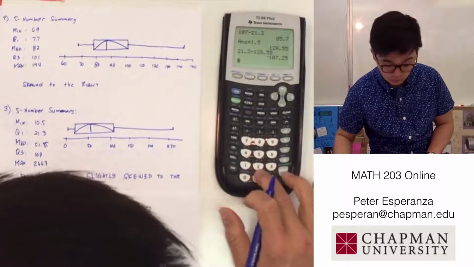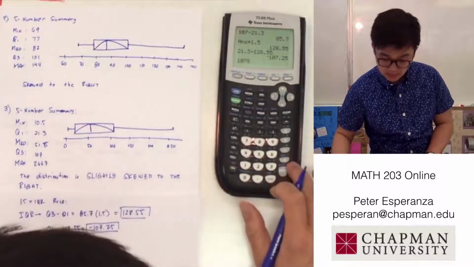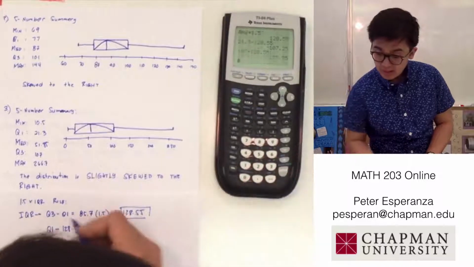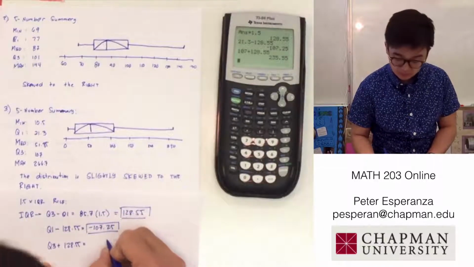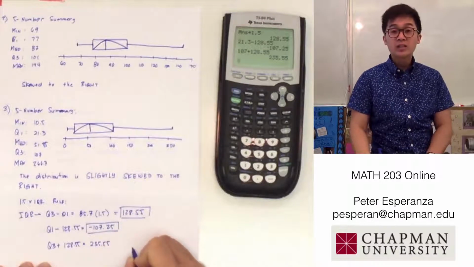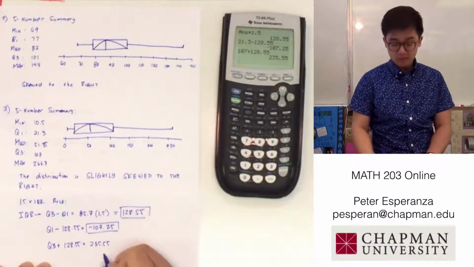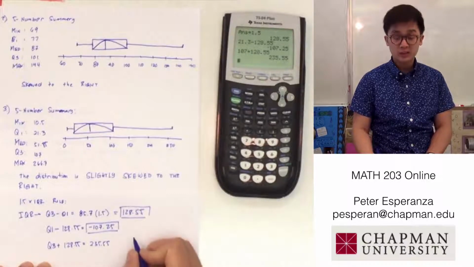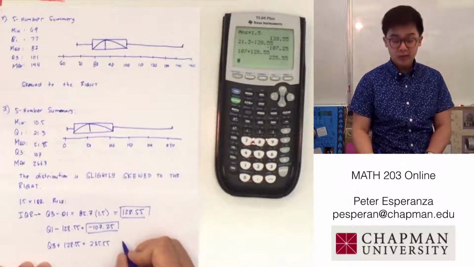So we have Q3, which is 107, added to 128.55, and it's giving us 235.55. So this time, any value that is greater than 235.55 based on our original data set will be considered to be an outlier.